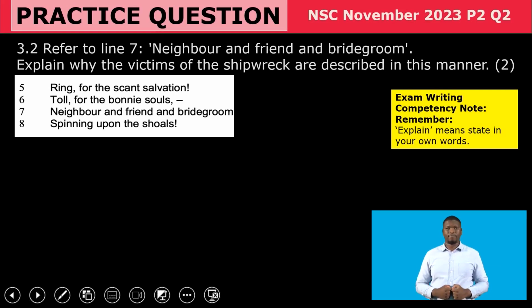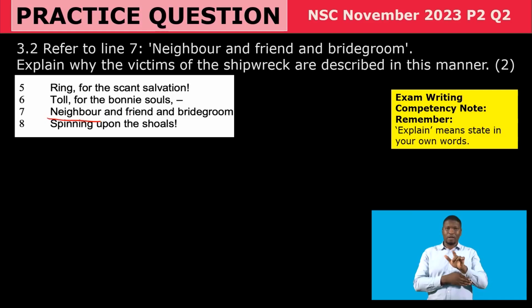Refer to line 7. Neighbor and friend and bridegroom. Explain why the victims of the shipwreck are described in this manner. So let's look at line 7. Neighbor, friend, and bridegroom. Think quickly. What do all 3 these words have in common? They all refer to a relationship.